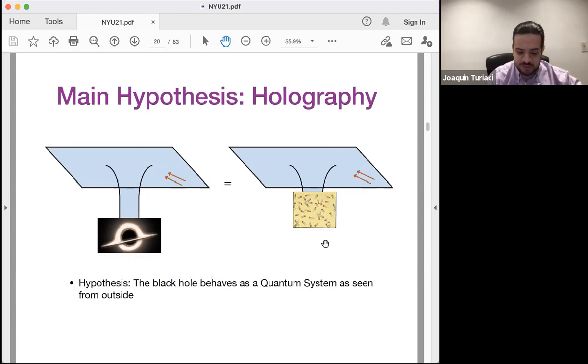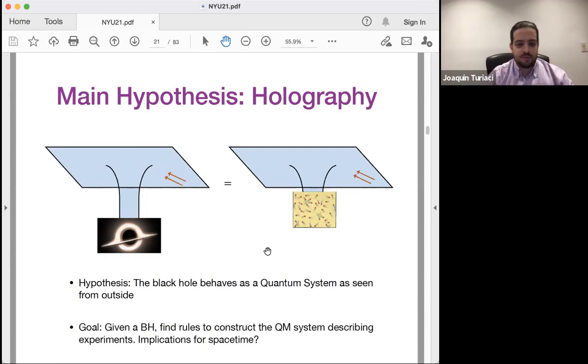For example, information will be preserved and all that, because it's just like a normal quantum system, which has some thermodynamic limits. You shouldn't take this picture too seriously, but it's just some system that is quantum mechanical, and we will see that it's definitely not free particles or something like that. Okay, so the goal will be, if you give me a black hole and a theory of gravity, is it possible to understand the rules that would help me construct the quantum mechanical system that describes it, and basically what are the implications for spacetime around the black hole that are implied by the fact that we want it to behave quantum mechanically.